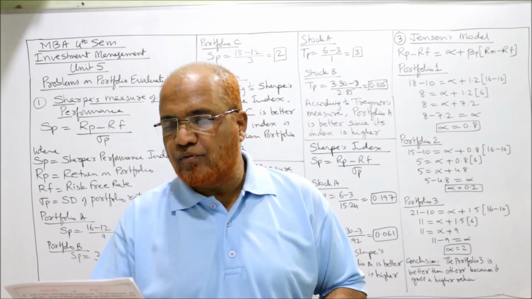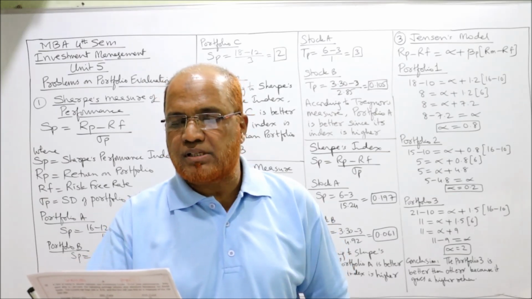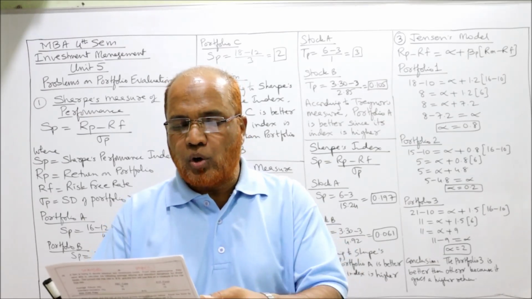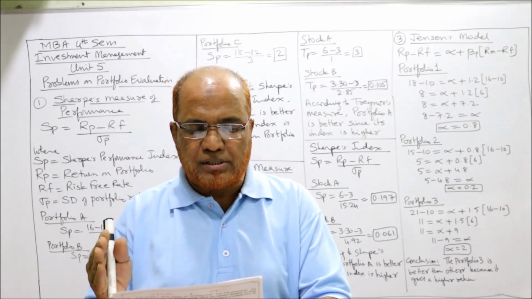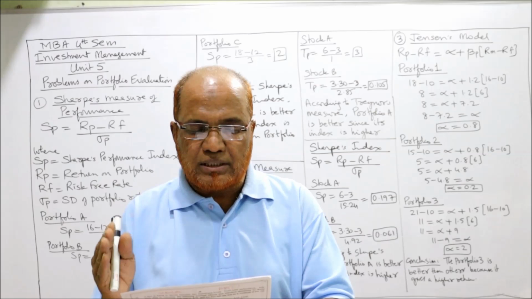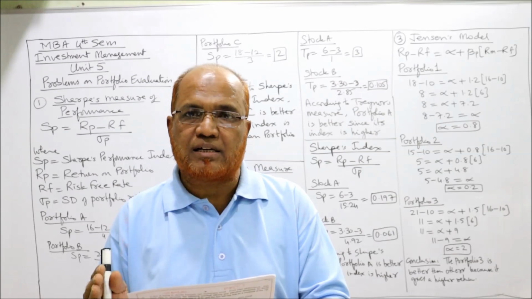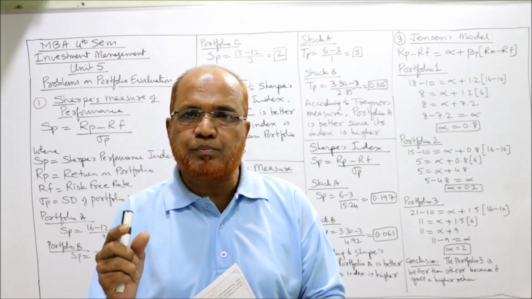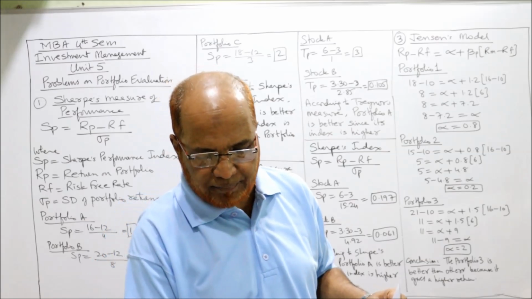Now, problems on portfolio evaluation. First problem you can refer. Calculate the Sharpe's performance index from the following data. So we have to calculate the Sharpe's index. Portfolio A, B, C, 3 portfolios are given. The returns on each portfolio are 16%, 20%, 18%, and standard deviations are 4%, 8%, 3%. The risk-less rate of return, that is nothing but the risk-free rate, is 12%. Now we have to calculate the Sharpe's performance index and decide which portfolio is better, A, B or C.